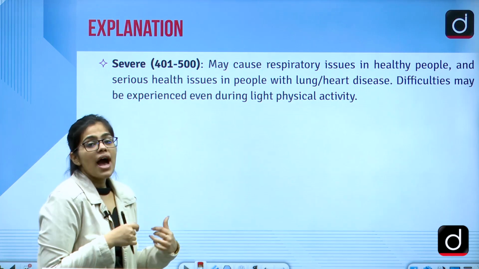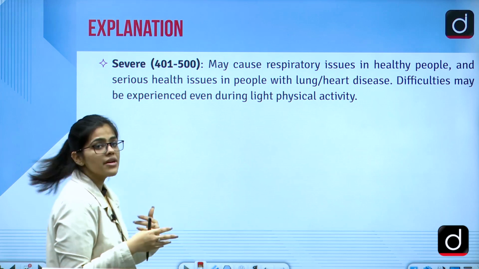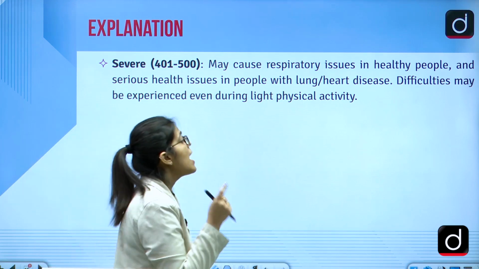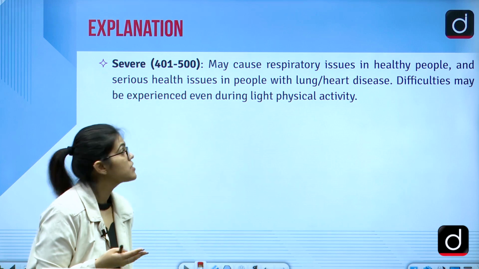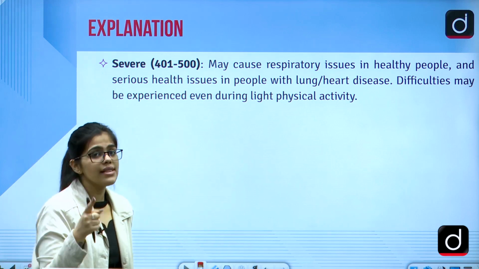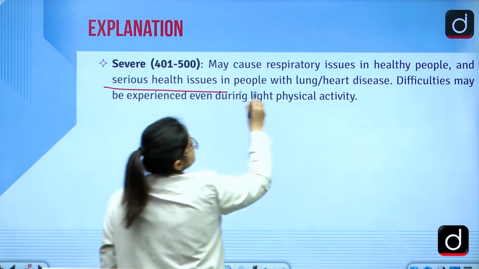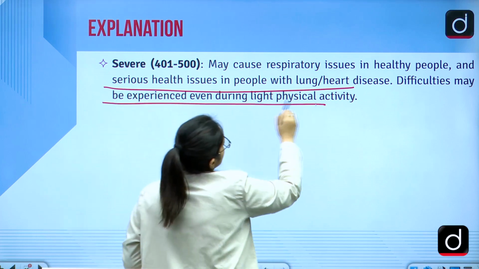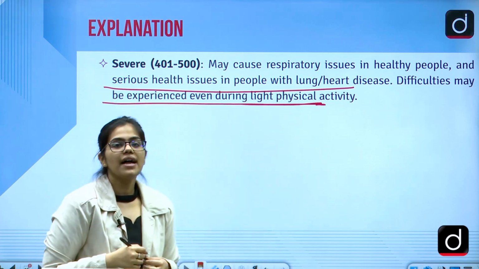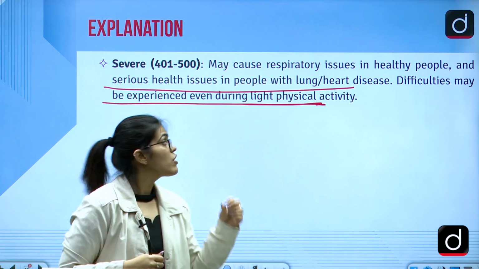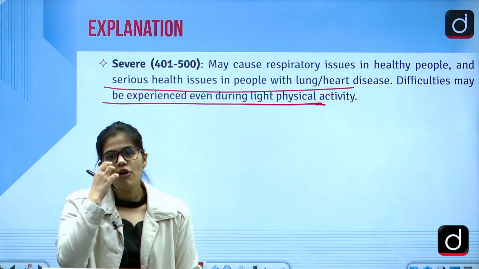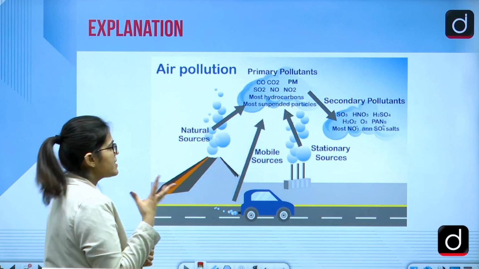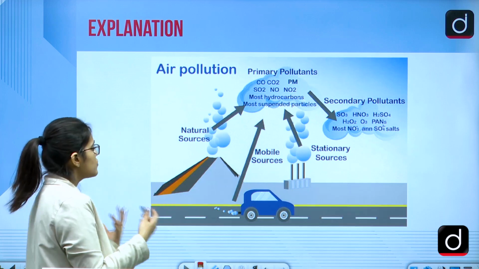Then we have the severe category, from 401 to 500, and it can cause serious problems and respiratory issues, and in healthy people it can also cause problems. So it may cause respiratory issues in healthy people also, and serious health issues in people with lung and heart diseases. Difficulty may be experienced even during light physical activity. So even very healthy people, because of the severe conditions of the air, can be hit by all of these things.